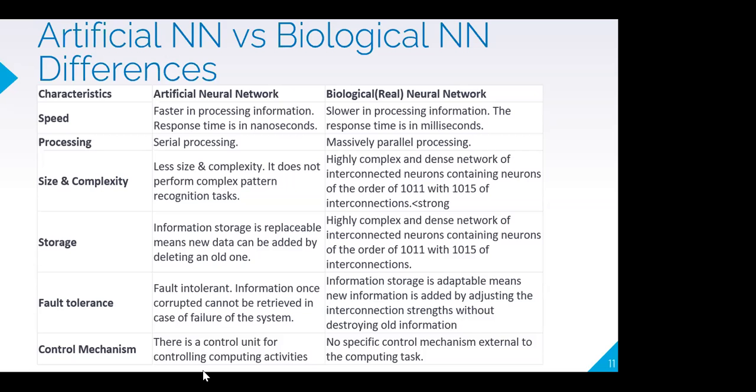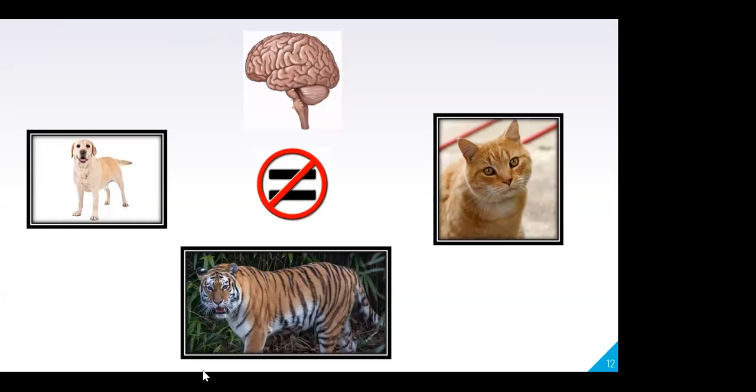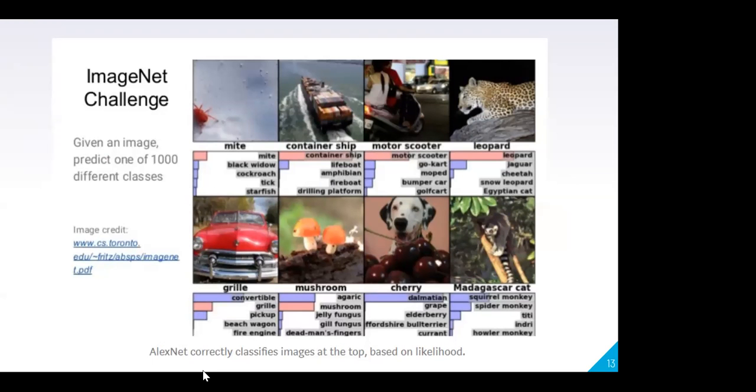Now we'll look at this picture. If I show you this picture, our brain processes it, and we know that it's a dog. But at the same time, if I show you this picture, you know that these two aren't the same. A dog is definitely not a cat, and it's definitely not a tiger. So how does the AI do this?